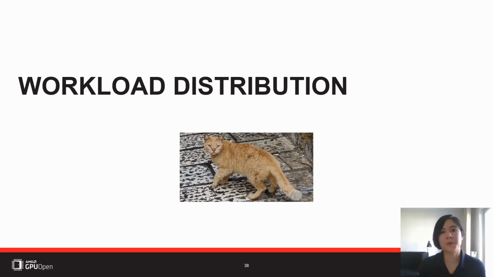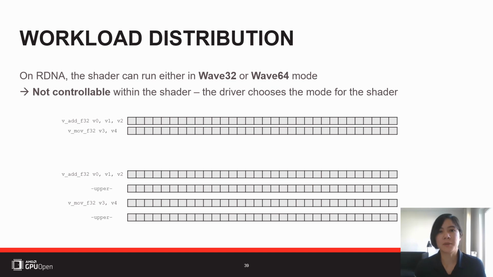Next, let's talk about workload and data distribution. Specifically, I will talk about this weird thing that on RDNA we now have a wavefront size of either 32 or 64. First, note that this is not something you as a developer can control. This is controlled by the driver, which decides if the shader will run in wavefront 32 mode or wavefront 64 mode. You can't influence it. It is based on heuristics, and the driver will try its best. So if you program your shaders, you shouldn't assume a fixed wavefront size.